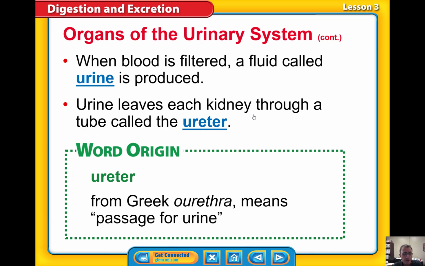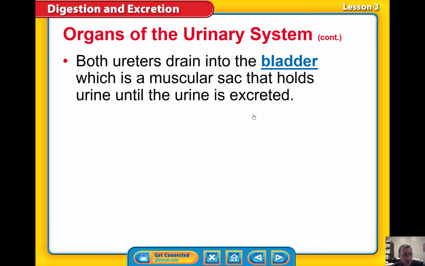Ureter means, from Greek, passage for urine, which again is kind of funny because it means what it is. Both ureters drain into the bladder, which is a muscular sac, which I already said, holds the urine until the urine is excreted. So it builds up and then it triggers a sensor, it's a nerve really, in your bladder that says, oh, it's time to go because I'm full.